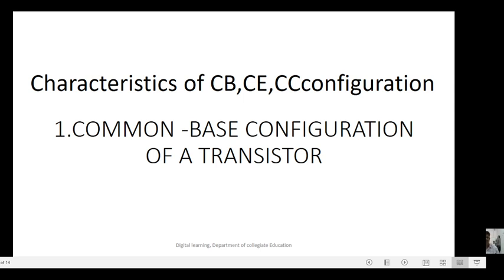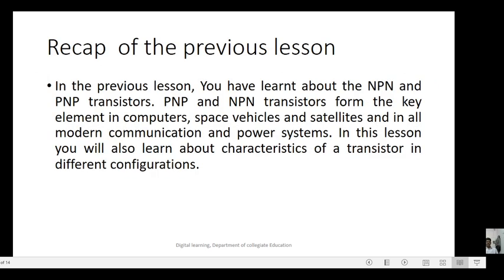That is common base. First of all, we are going to explain the common base configuration of a transistor. Recap of the previous lesson. In the previous lesson, you learnt about NPN and PNP transistors. PNP and NPN transistors form the key element in computers, space vehicles and satellites and in all modern communication and power systems. In this lesson, you will also learn about characteristics of a transistor in different configurations.